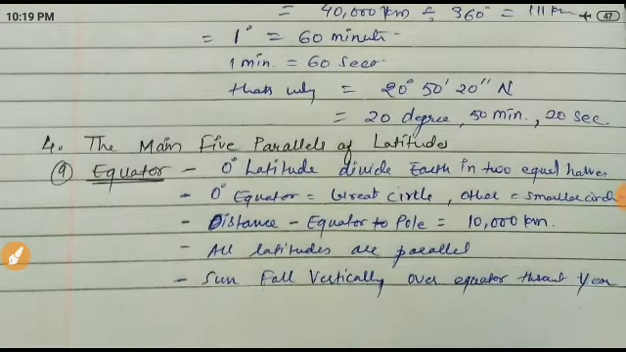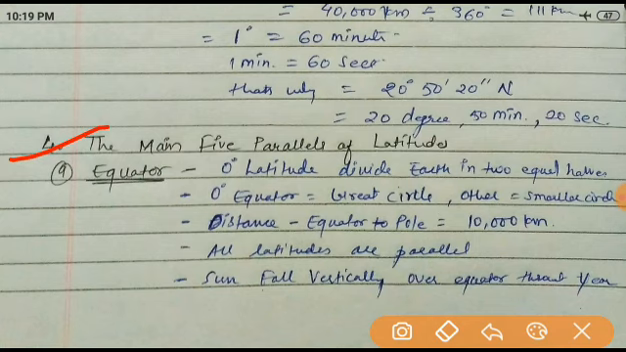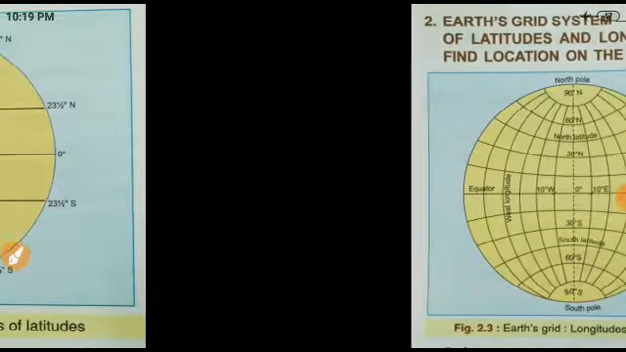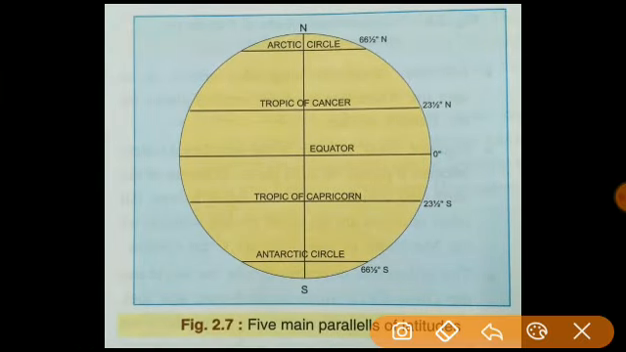Now the next one is the main five parallel latitudes. What does that mean? In the globe, these five latitudes are very important. What are these? Now see, these are the five latitudes. First is the equator. In the center it is 0 degree.